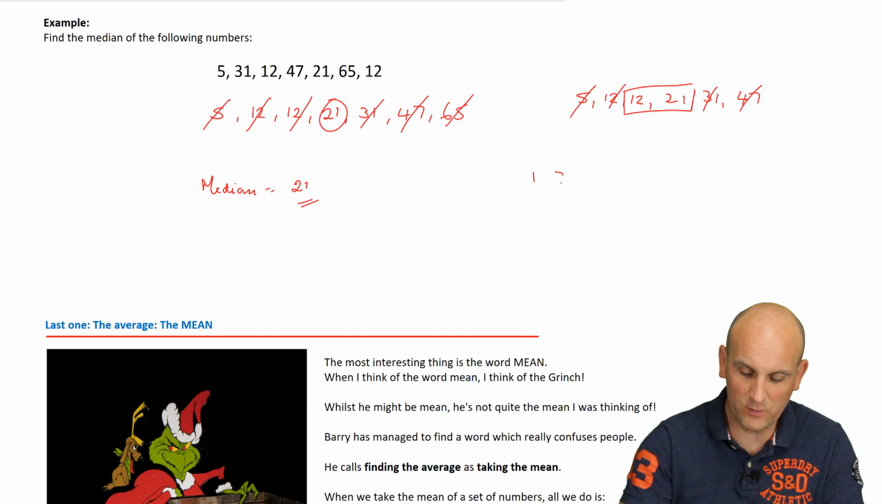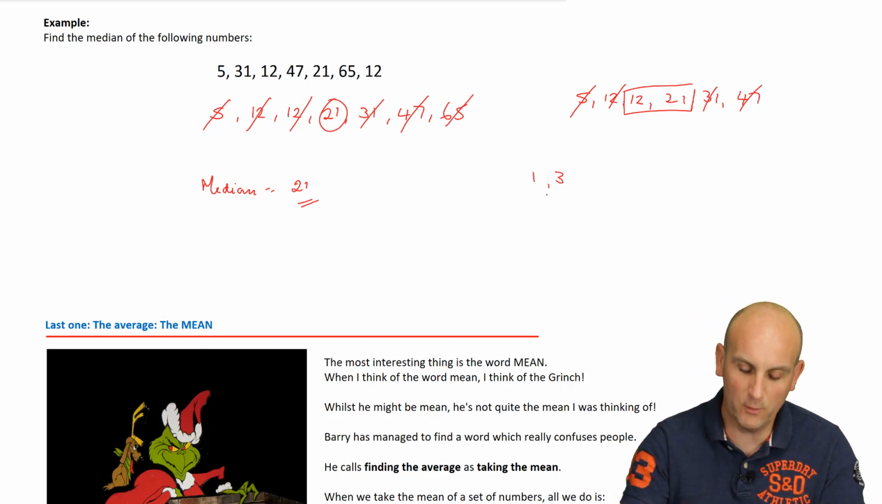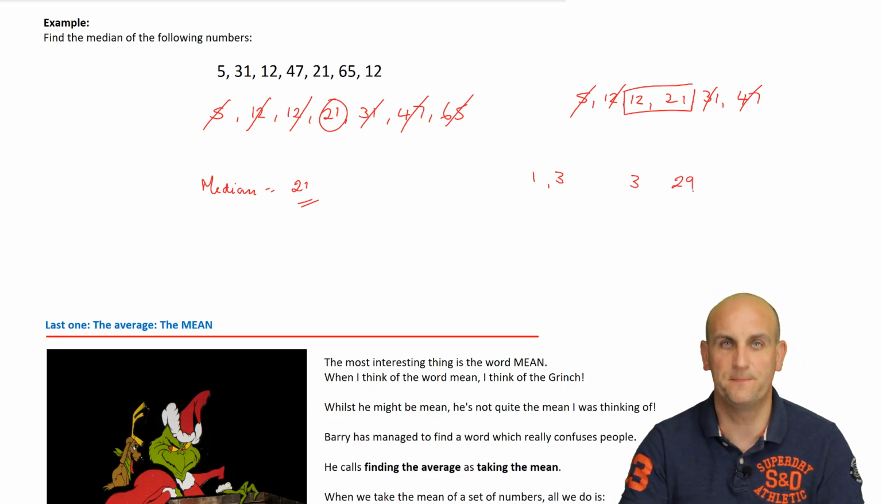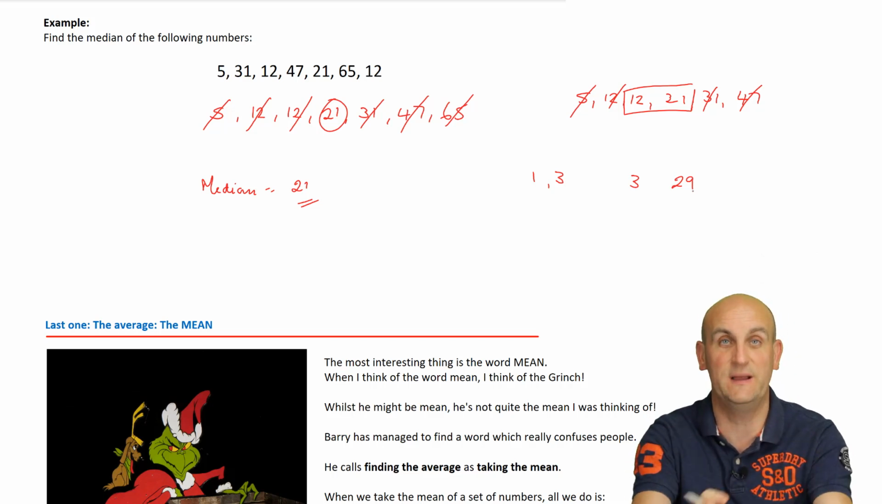Well, if I have the numbers 1 and 3, what's halfway between? 2. I know, not difficult maths, but how did you know that? Well, we just know. But what about if I had the numbers 3 and 29? What's halfway between 3 and 29? Well, your brain's not going to jump straight to the answer. If it has, congratulations, you're very lucky, you're special, leave it that way.